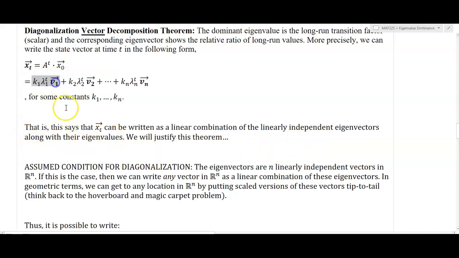So each one of these terms, notice, represents one term in the whole expression, and each one of these terms involves an eigenvalue and the corresponding eigenvector. Same thing here, eigenvalue, corresponding eigenvector.